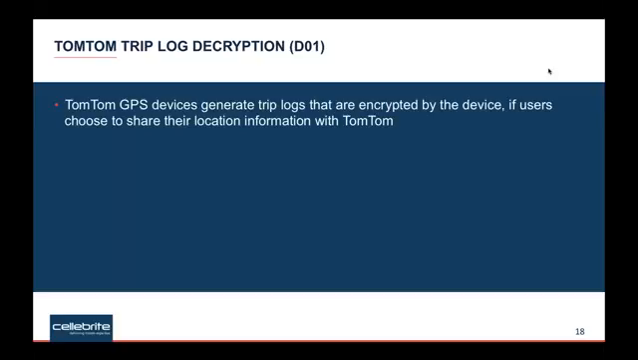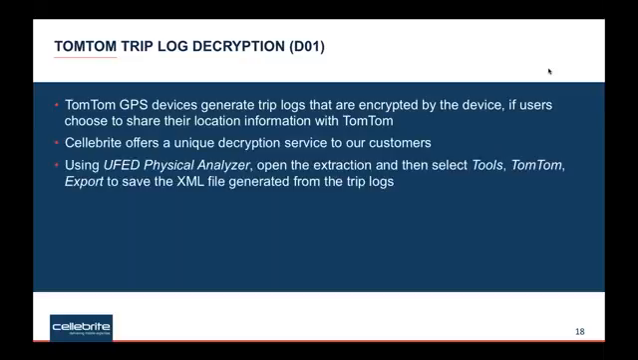In order to protect these trip logs, because they have a lot of personal private information of where the navigation system was, TomTom's encrypted them. But Cellebrite's able to decrypt the vast majority of these trip logs, and we offer this as a unique decryption service. The key is to open up the extraction within UFED Physical Analyzer, and then from the Tools TomTom menu, you can select Export, and it'll create an XML file generated from all these trip logs. These would then be submitted to Cellebrite, and we would do our best to decrypt those in as fast a time period as possible.